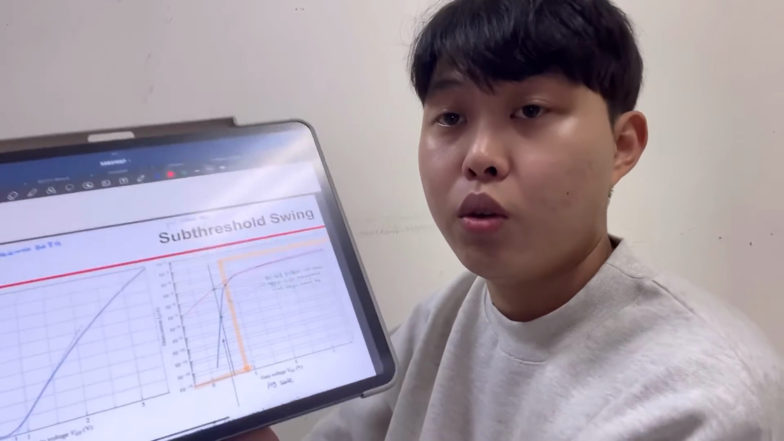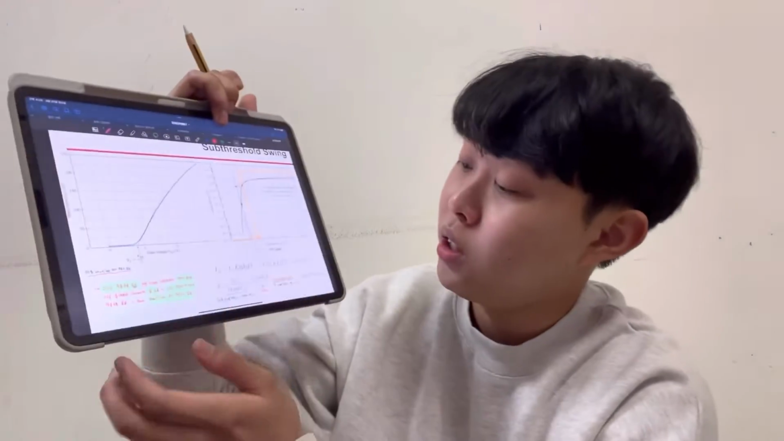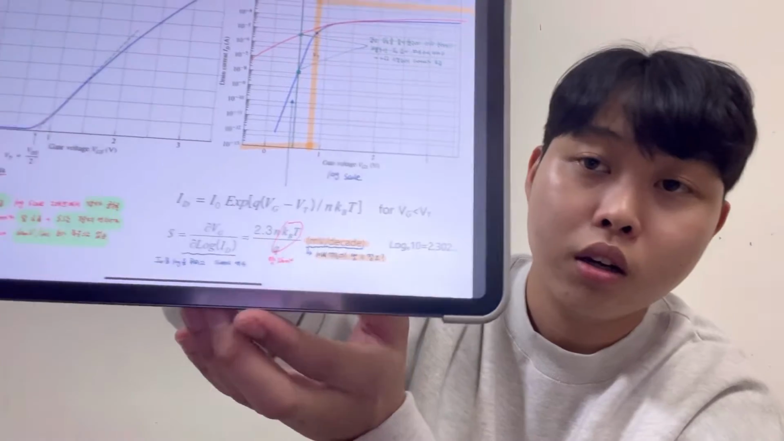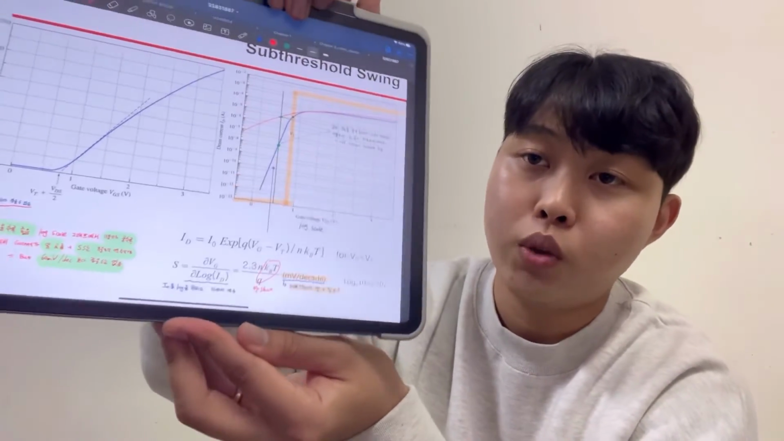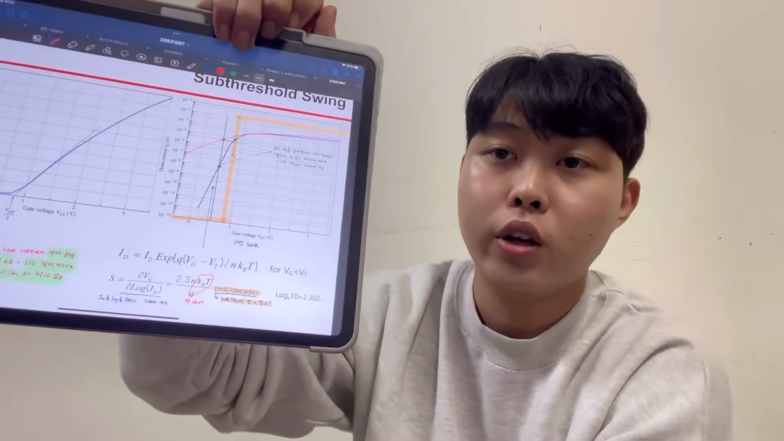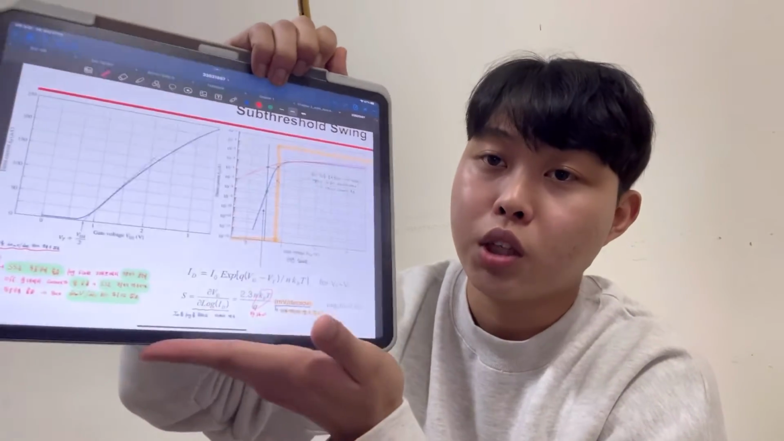Now we're going to look at the subthreshold swing. So what is subthreshold swing? When it's under the threshold voltage, we call it subthreshold. As you can tell from the wording, subthreshold means it is under the threshold voltage. So we're going to define the swing under the threshold voltage. As you can see here, we made an equation which is ∂Vg over ∂log ID. We call this the subthreshold swing.